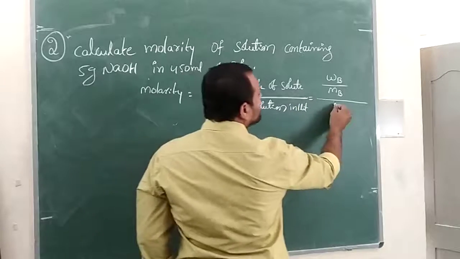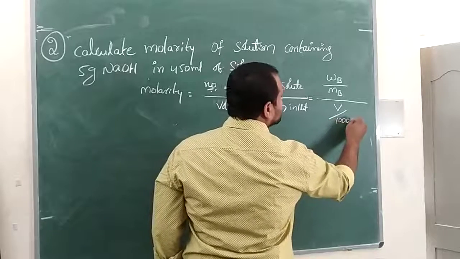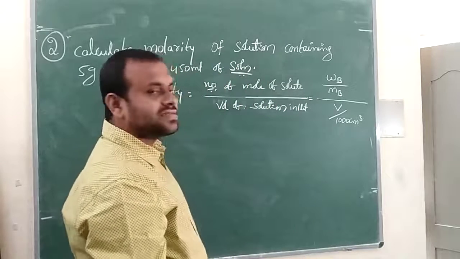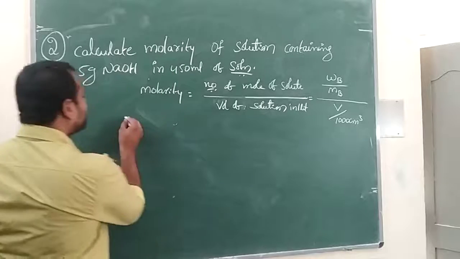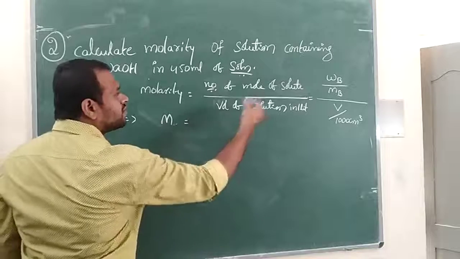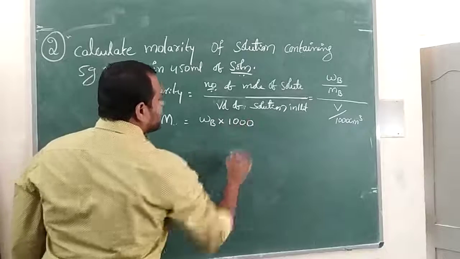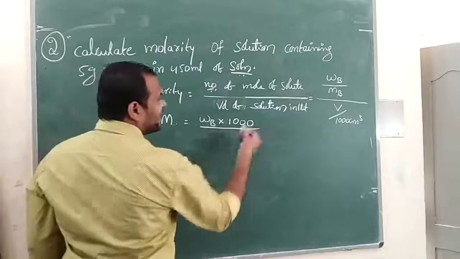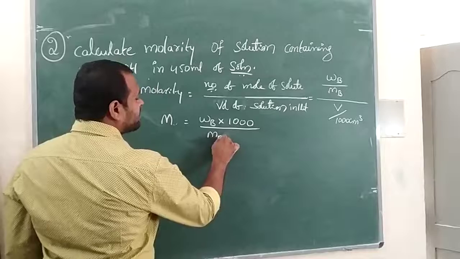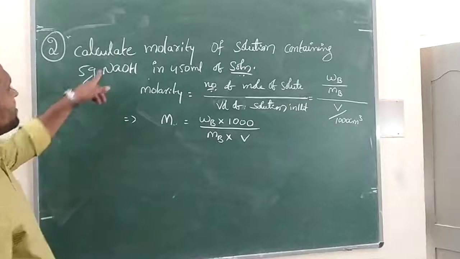Correct? So that means volume of solution, I will take it as V. 1 liter means how much? 1000 cm cube or 1000 ml. Is it correct or not? V by 1000 cm cube or 1000 ml. So that implies molarity is denoted by capital M is equal to, what happens? Formula: WB into 1000 divided by MB into V.